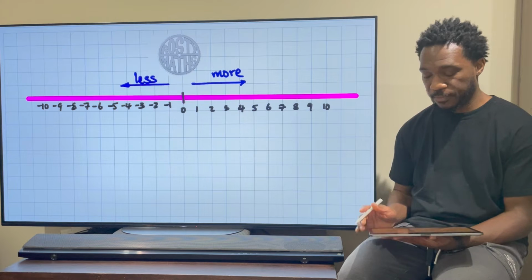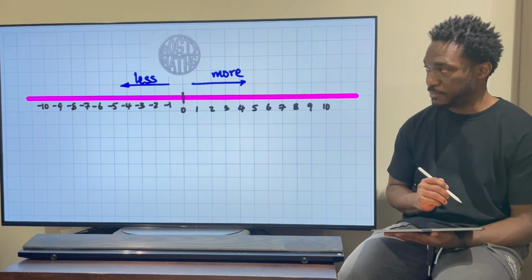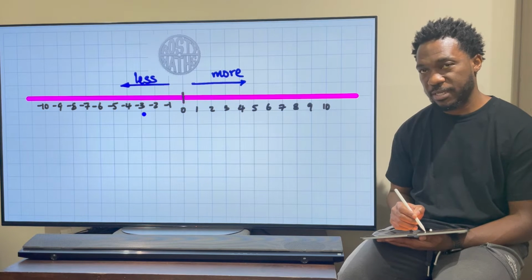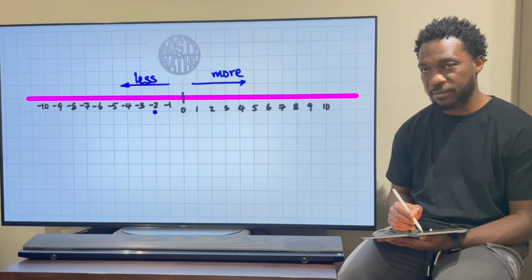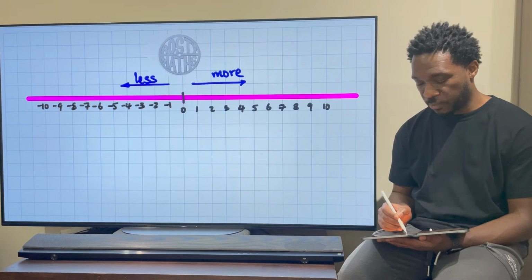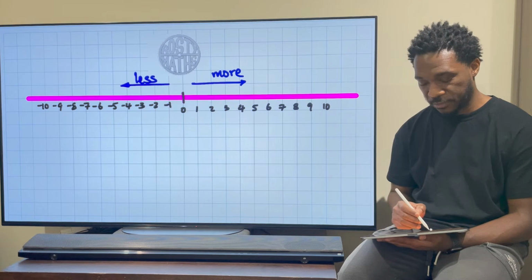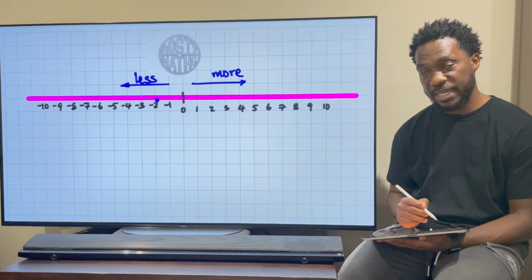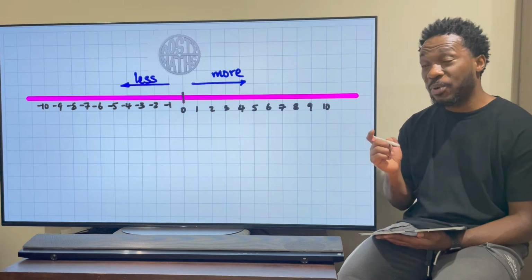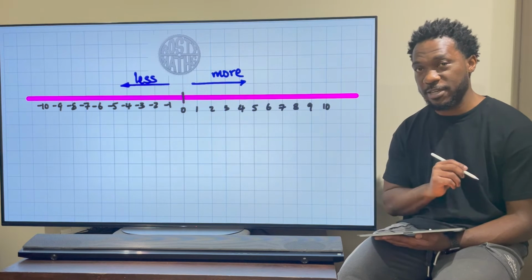So for example, here is my number line that I've just done. And I am telling you that negative 3 is actually smaller than negative 2. Let that digest for a little bit. Just the same way 2 is smaller than 5, it's less than 5, negative 3 is actually less than negative 2. Negative 10 is the smallest number on my line.